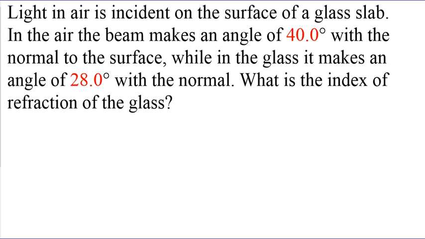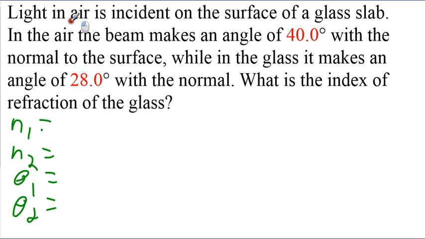We can just use Snell's Law here, and we can start listing things out: N1, N2, and then theta 1 and theta 2. We'll say air is our N1. That is where the light is incident, so it's easiest to say that that's going to be our N1. And we know that the index of refraction for air is 1. We are looking for our N2. Our theta 1 is 40.0 degrees, and our theta 2 is 28.0 degrees.